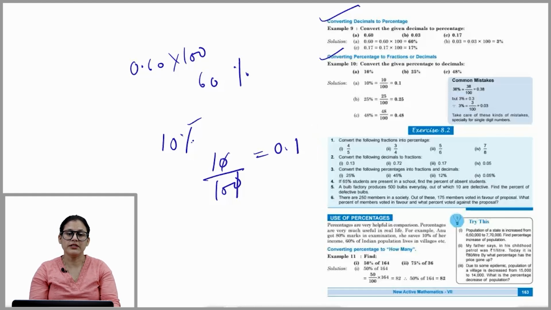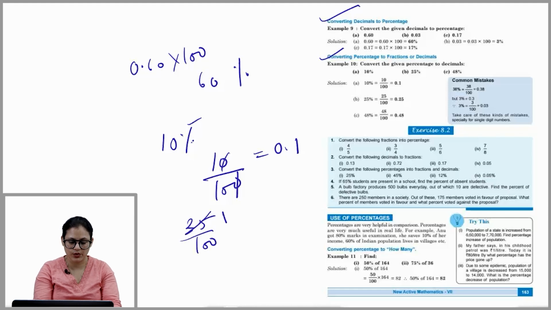because we are not finding percentage, rather we are finding a fraction or decimal. Similarly, 25%, 25 by 100. 25 ones are 25, 25 fours are 100. So 1 by 4 is the fraction and decimal is 0.25, right?